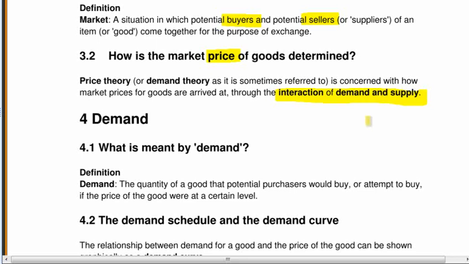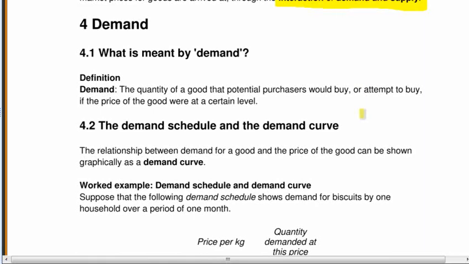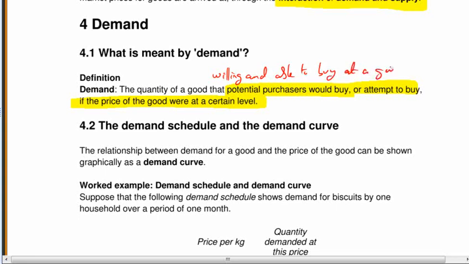So, what is demand? Definition: it's the quantity of a good that potential purchasers would buy or attempt to buy if the price of the good were at a certain level. So what demand means is the quantity of a good that buyers are willing and able to buy at a given price. Notice willing and able.